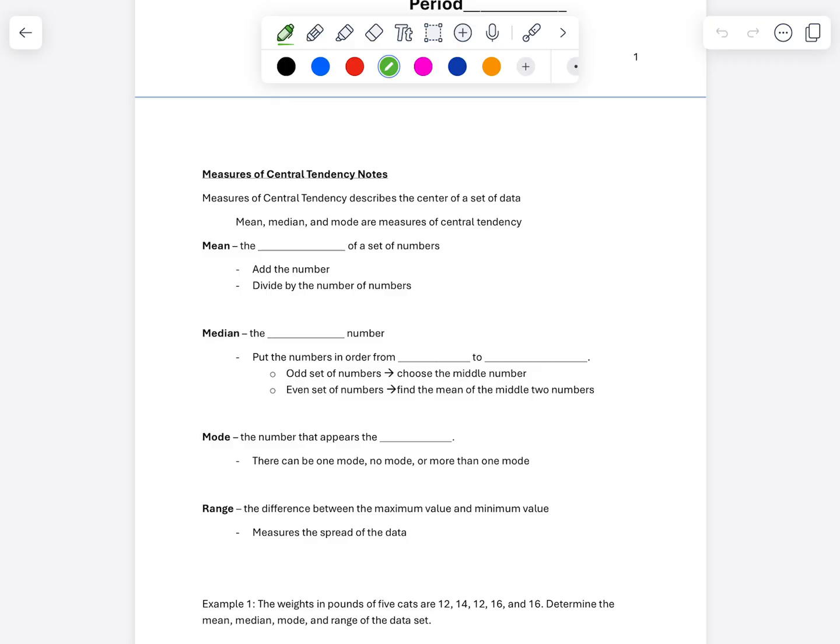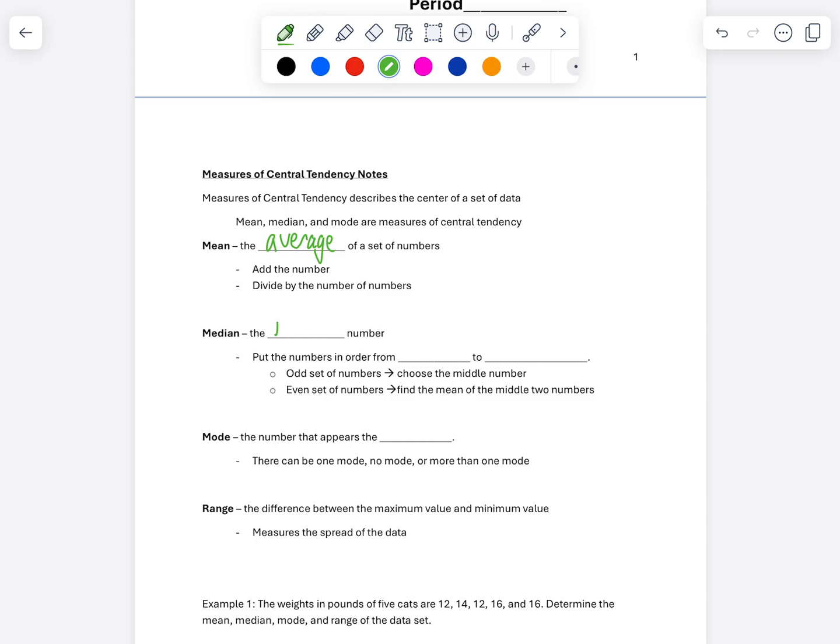The mean is simply the average of a set of numbers. So the way we find an average is we add all of the numbers up, and then we would divide by the number of numbers that we have.